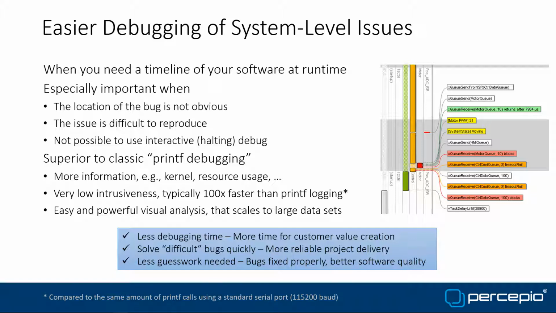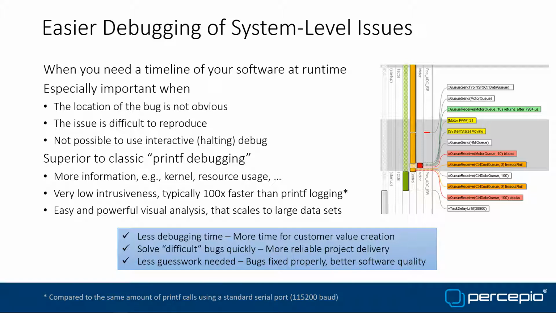While many still use printf debugging in such cases, visual trace diagnostics is a superior alternative. The logging is much less intrusive, about 100 times faster than a printf over a serial port, which allows for logging much more information, also from the RTOS kernel. And the data is easier to analyze, even for large datasets, thanks to the powerful visualization.